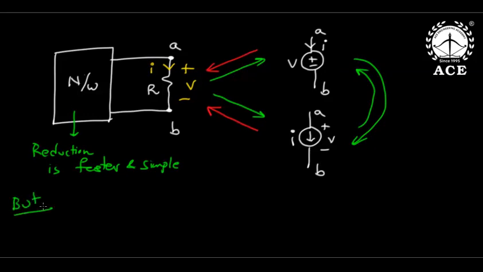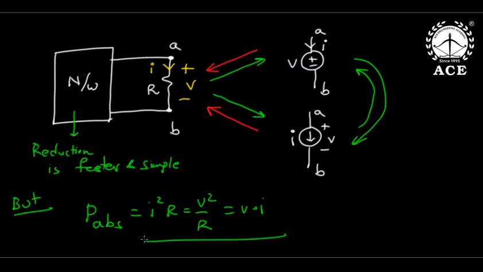But you should never violate the law of conservation of energy. That means the power absorbed by this passive element, like I square R or V square by R, or even the substituted voltage or current V and I, all should be the same. I square R or V square by R or V into I, all should be the same. There is a meaning: you can substitute resistance in terms of voltage or current and vice versa.